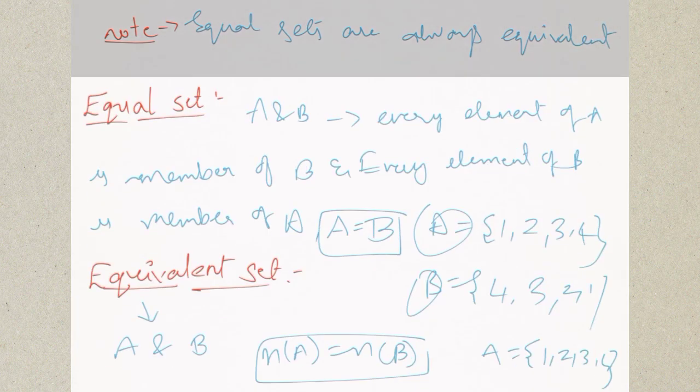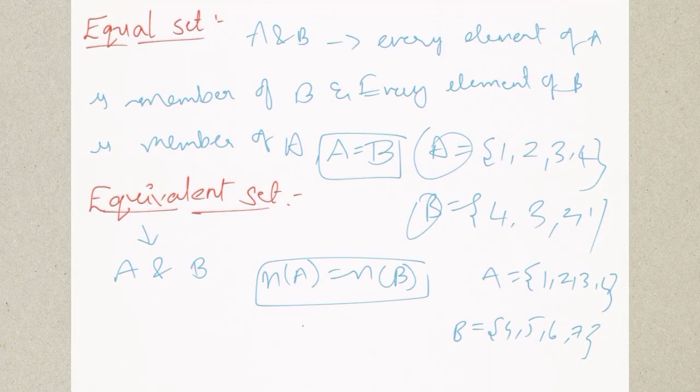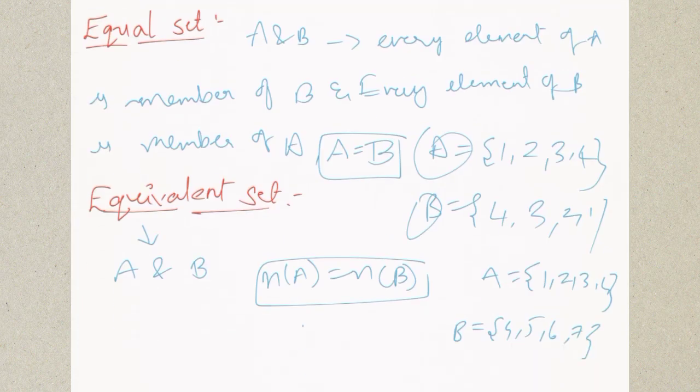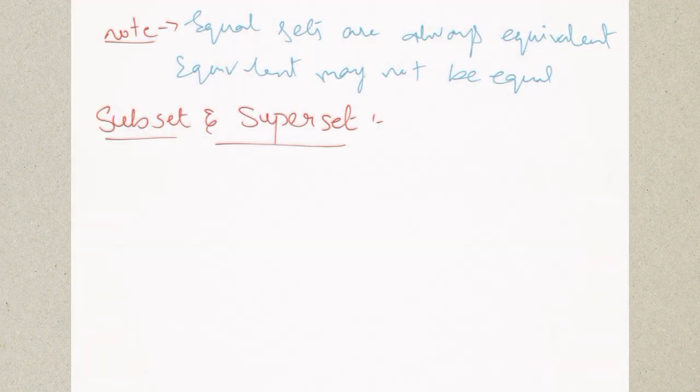Here 1, 2, 3, 4, four elements; 4, 3, 2, 1, four elements. It is going to be the same thing. Equal sets are always equivalent sets, but equivalent sets need not always be equal. So in the example on the previous page, you can see these two are not equal sets, but they are equivalent sets. I hope you understood the difference.